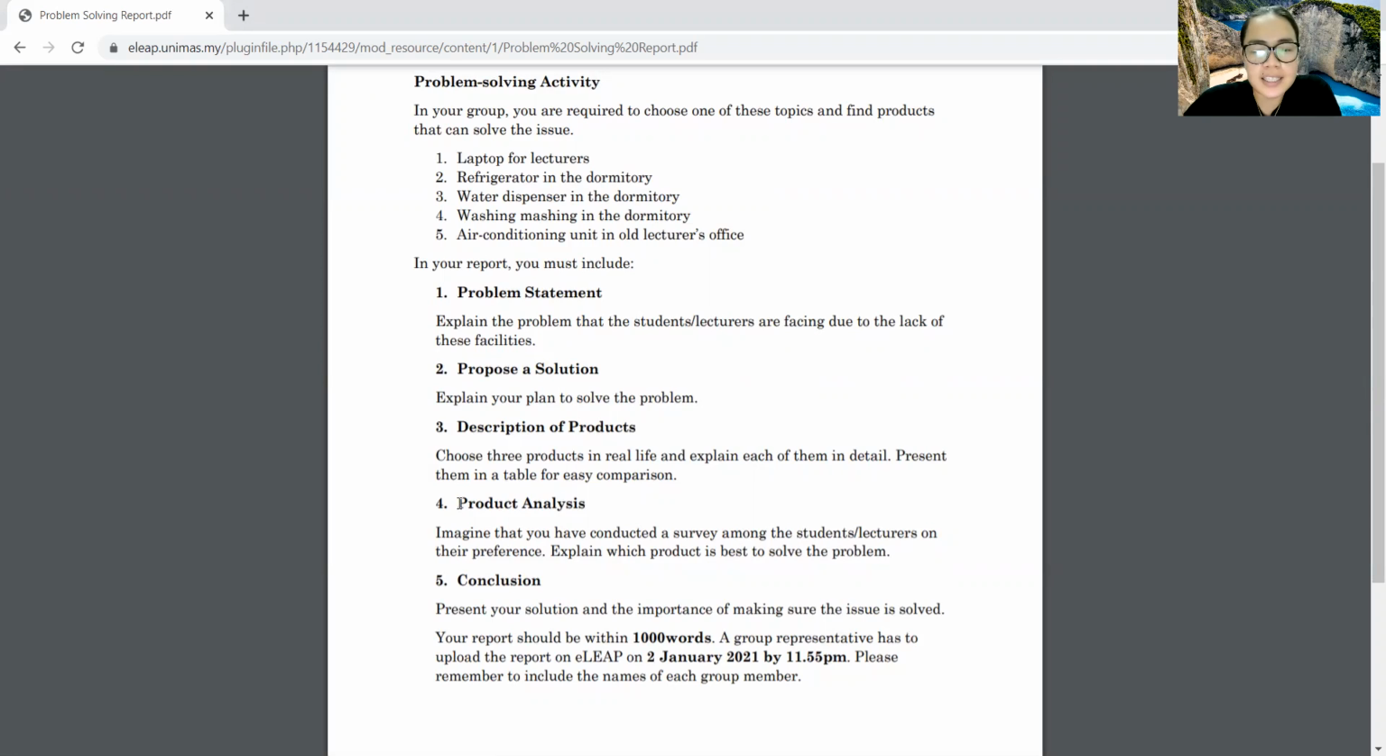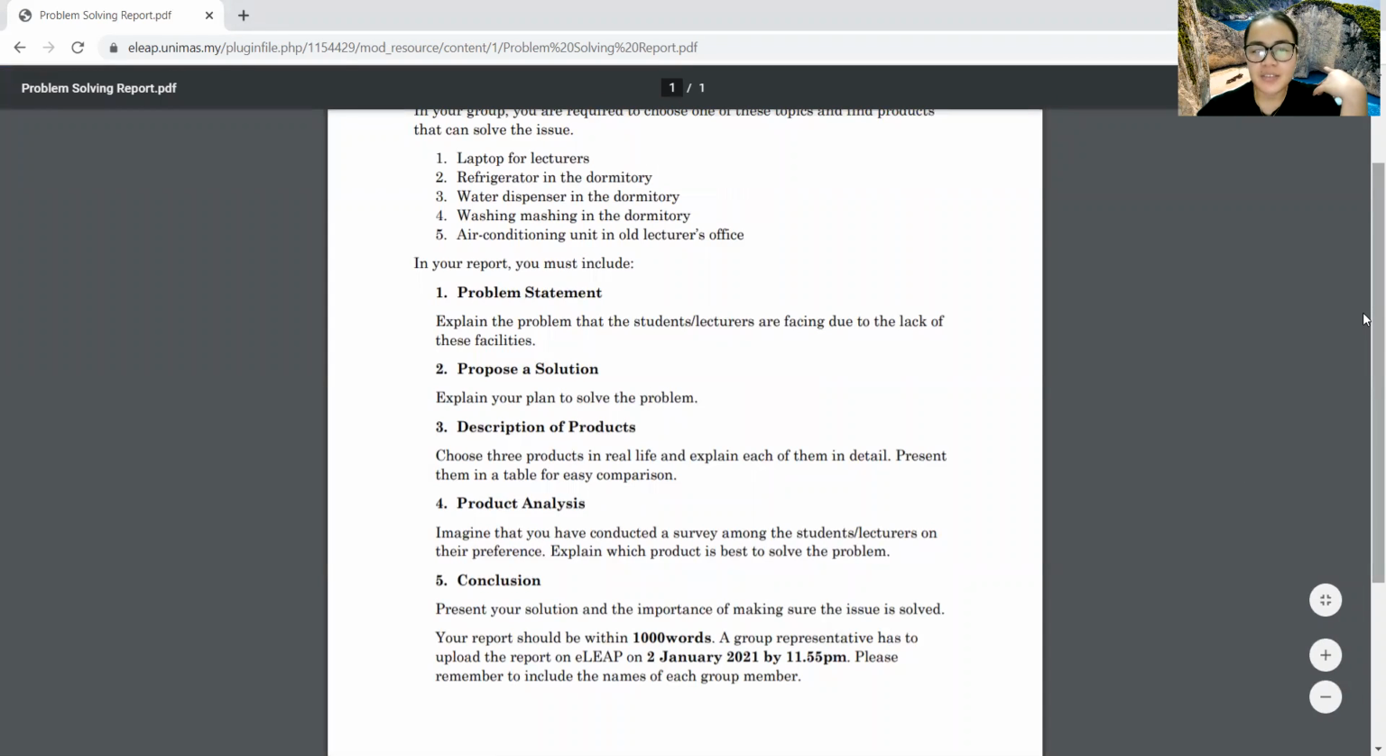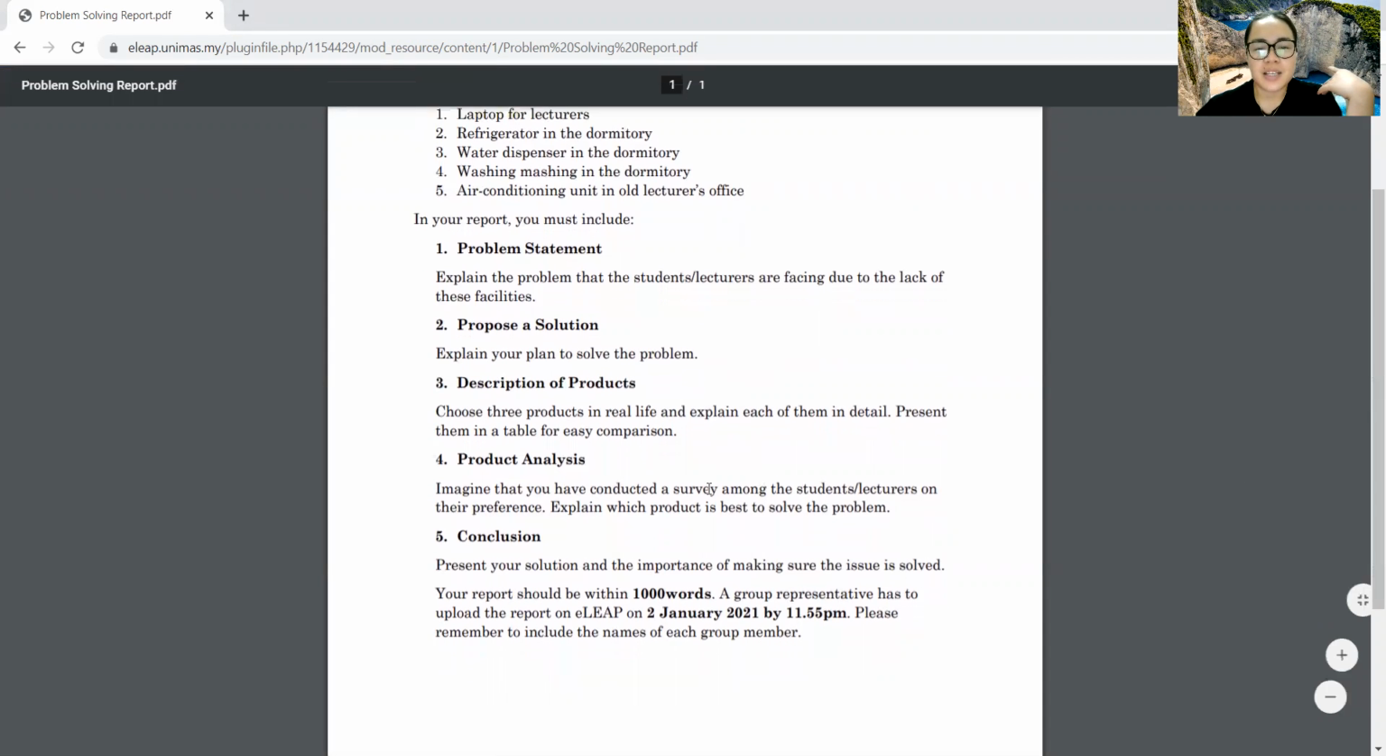And next is product analysis. Imagine that you have conducted a survey. Just imagine, this is imaginary. Imagine that you have conducted a survey among the students or lecturers on their preference. Then you can report why they choose product A more than B and C. And 5, your conclusion. Present your solution and the importance of making sure the issue is solved.